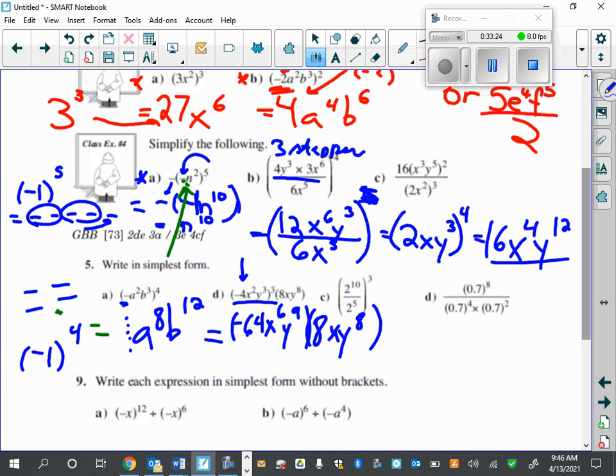Yep. -4 times -4 times -4. That comes from -4 all cubed. -4 times -4 times -4. Isn't it times 3? Nope. Only multiply exponents. This -4 is not an exponent. It's a base. It's -4 cubed. -4 cubed is equal to -64.